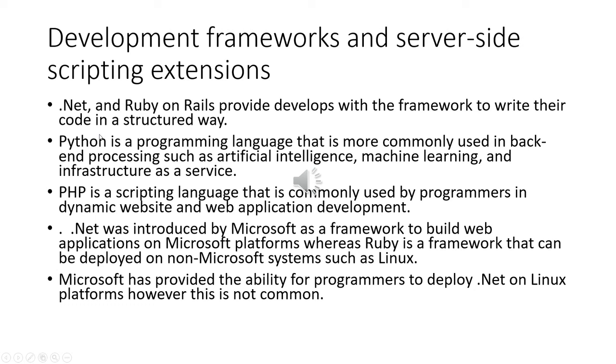Development frameworks and server-side scripting extensions. .NET and Ruby on Rails provide developers with the framework to write their code in a structured way. Python is a programming language that is more commonly used in back-end processing such as artificial intelligence, machine learning, and infrastructure as a service. PHP is a scripting language that is commonly used by programmers in dynamic websites and web application development. .NET was introduced by Microsoft as a framework to build web applications on Microsoft platforms, whereas Ruby is a framework that can be deployed on non-Microsoft systems such as Linux. Microsoft has provided the ability for programmers to deploy .NET on Linux platforms. However, this is not common.